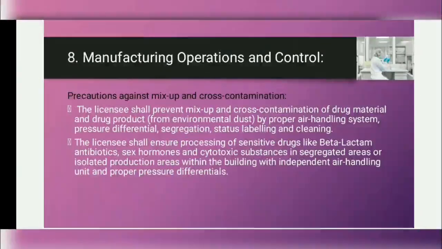So let us discuss precautions against mix-up and cross-contamination. The first point is the licensee must prevent mix-up and cross-contamination of drug material by proper air handling system, pressure differential, segregation, status labeling and cleaning. So, to prevent mix-up and cross-contamination, isolation is important, air handling system is important, labeling is important, cleaning is important and pressure differential is also important.